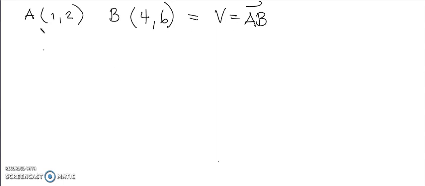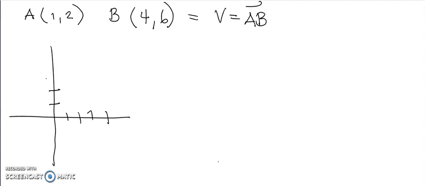Okay, so first, when we draw the graph, this one is probably in quadrant number 1. So 1, 2, 3, and 4. So we have 6, right? 1, 2, 3, 4, 5, 6. So the first point is at 1 and positive 2. The second one is at 4 and 6. So from point A, it goes to point B.